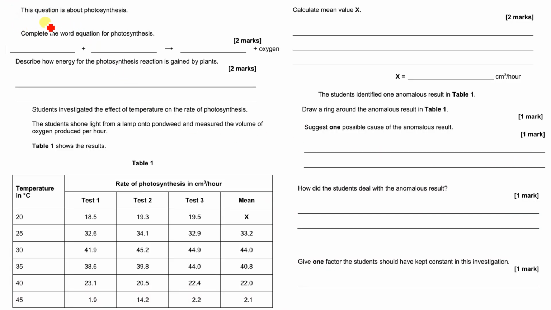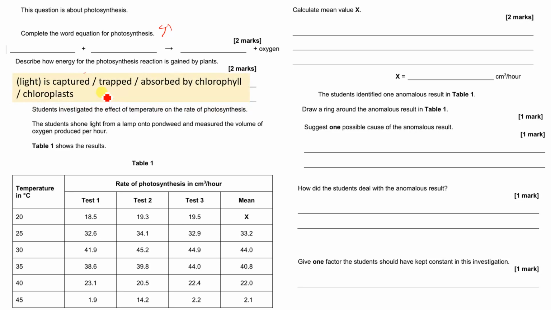Now, the questions about photosynthesis. Complete the word equation. I think I've done that earlier. Describe how energy from photosynthesis is gained by plants. Light energy is captured by the chlorophyll, which is produced by chloroplasts. So light energy is absorbed by chlorophyll. So that's it.